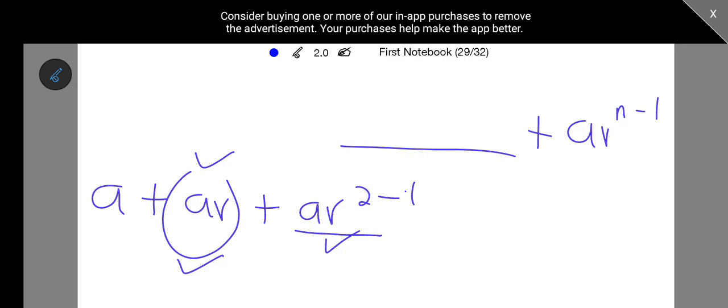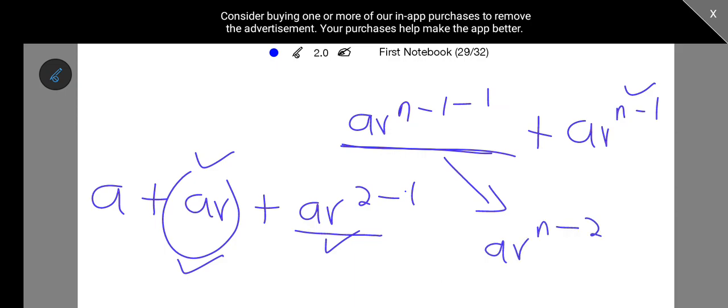So even here we're going to say AR to the power of n minus 1, which is this one, and then we subtract 1 from it to get the term that is here. And we know that AR to the power of n minus 1 will give us minus 2, that is AR to the power of n minus 2. And that's where this thing came from.